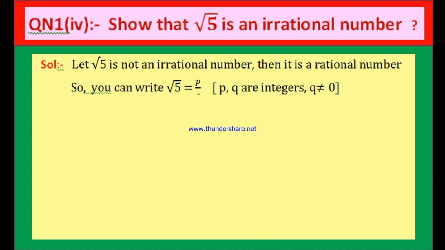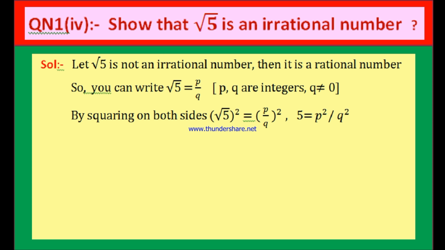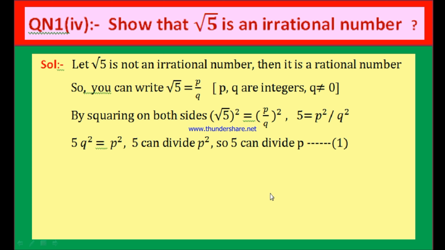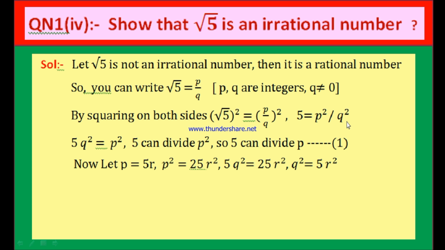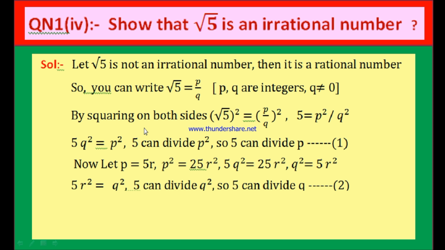If it is not an irrational number, then it is a rational number. Since it is a rational number, you can write it in the form of p by q. So you can write root 5 is equal to p by q, where p and q are integers and q not equal to 0. Now by squaring on both sides, root 5 whole square is equal to (p by q) whole square. What is root 5 whole square? 5. (P by q) whole square means p square by q square. Now take this q square to the other side, then p square is equal to 5q square.